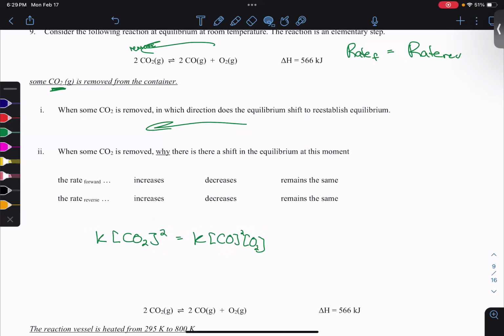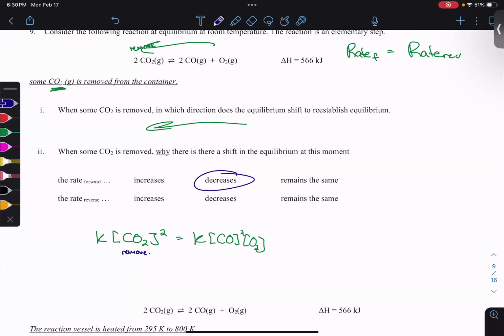So what are we doing to this reaction? We are removing CO2. So if we remove CO2, how does that rate change? It goes down, right? So our forward rate law decreases because we removed some reactant. So the forward reaction slows down.